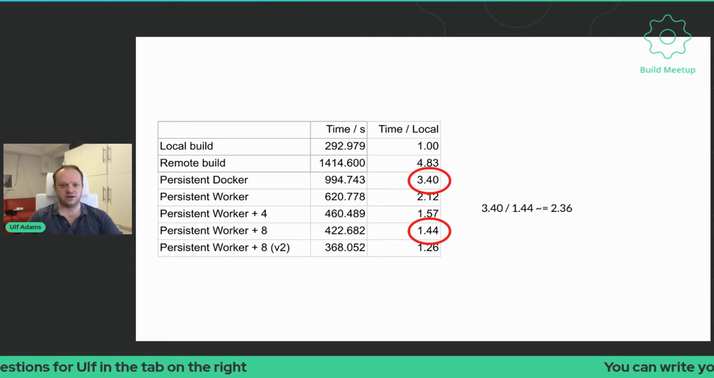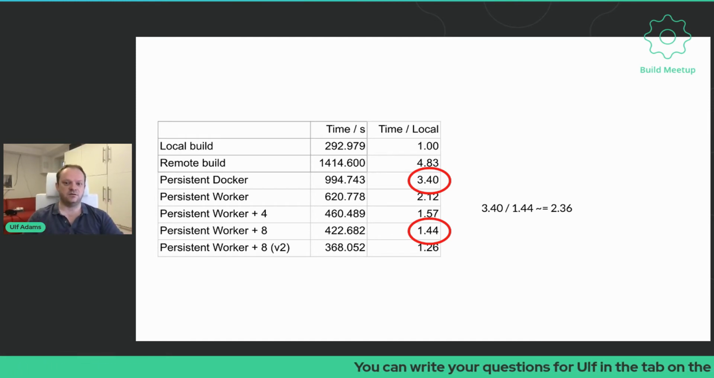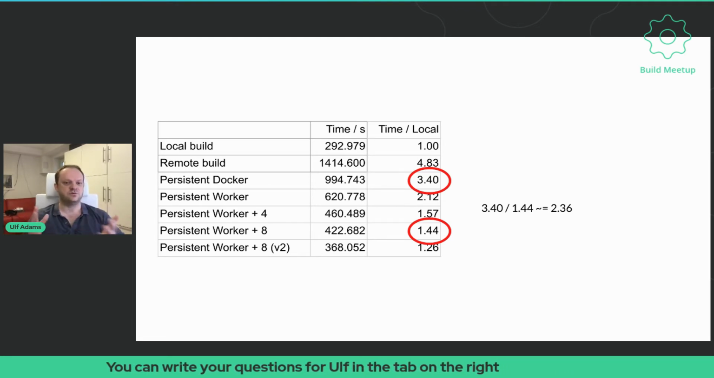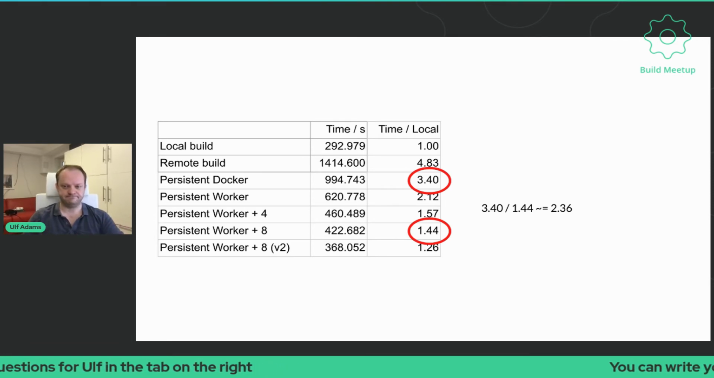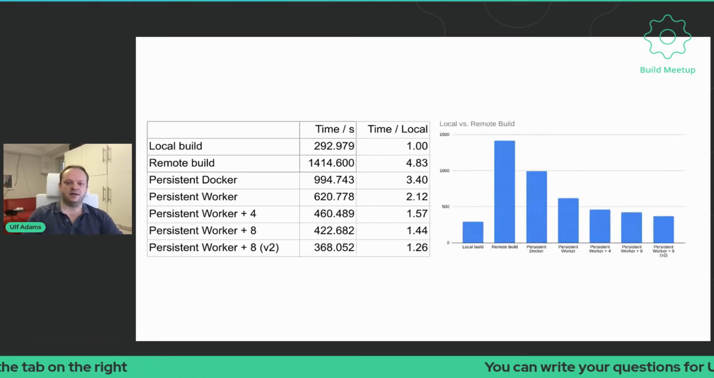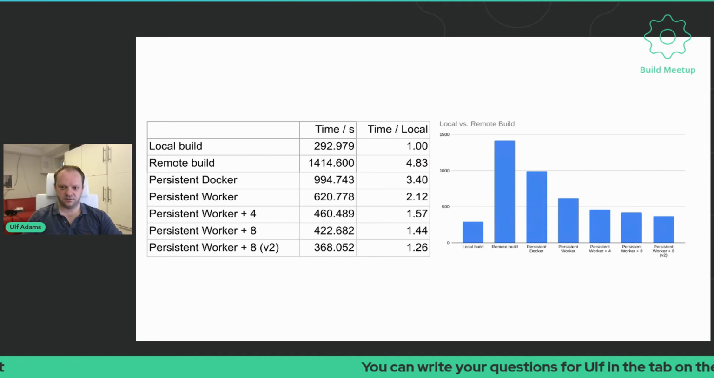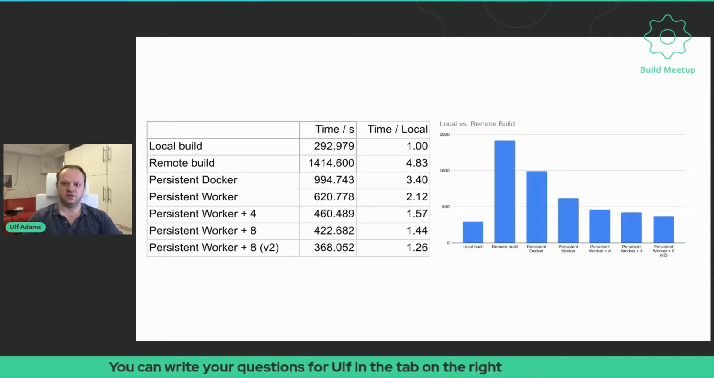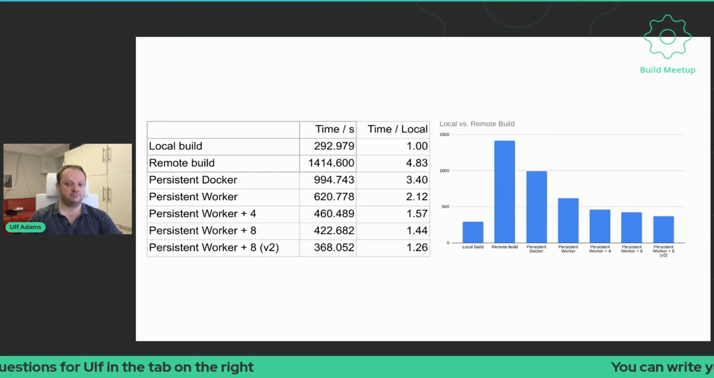One way to do that is to actually reserve machines just for persistent workers. That is very effective, of course, but it's also expensive. So it's a trade-off, and if you deploy this, you have to decide how you want to do it. All right, let's look at the graph. So we're approaching local build times, so that's good. We're not quite there yet, and so the question is, why is that?